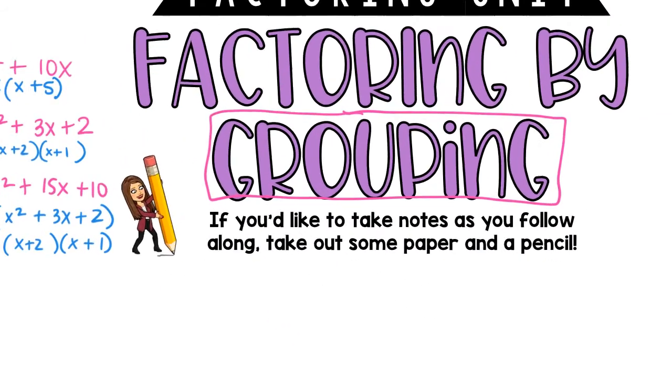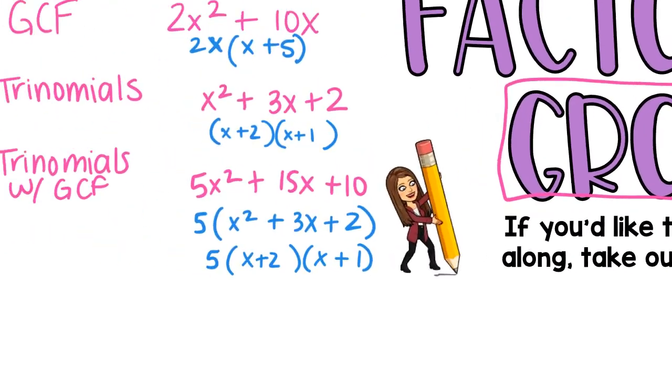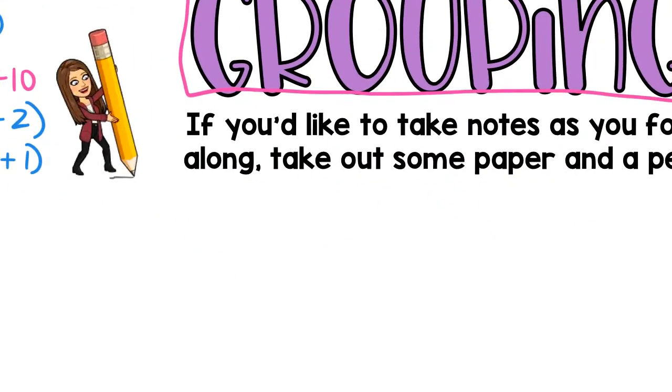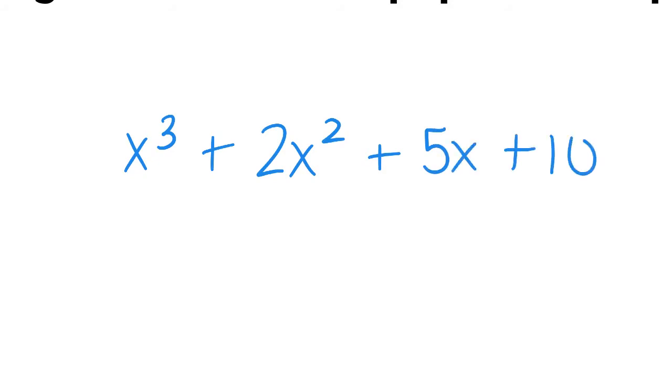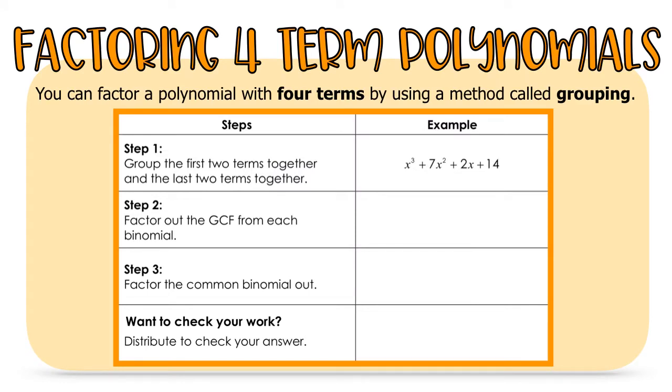Now we are going to learn a method called grouping, which actually is not a trinomial. So we're taking a break from trinomials for a second. It is where you factor something that has 4 terms, something that looks like this. We're going to be able to factor stuff that has 4 terms. That's what we're going to learn how to do today. 4-term polynomials don't have a fancy name like trinomial, so we're just going to call them polynomials with 4 terms. You can factor polynomials that have 4 terms with a method called grouping.